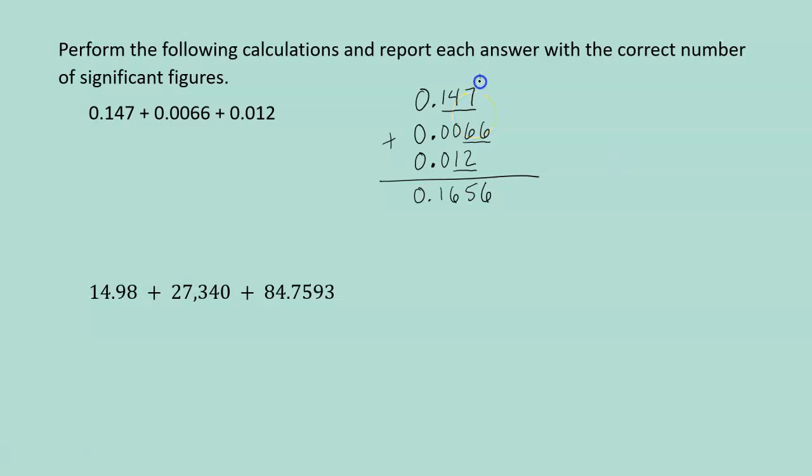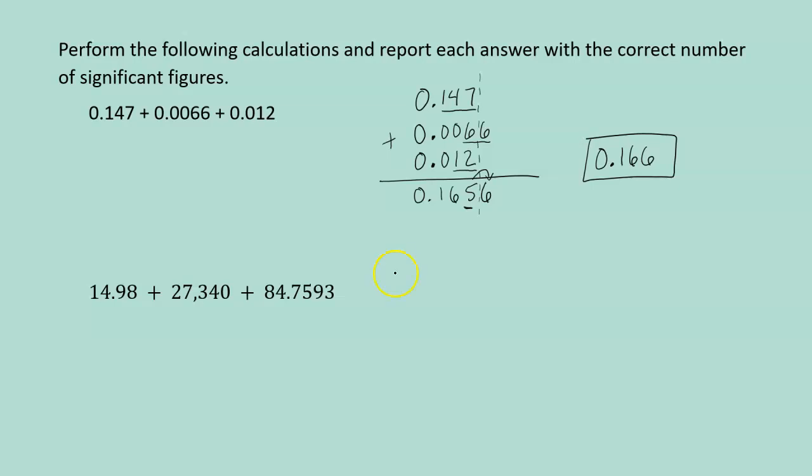Okay, so both that 7 in the first number and the 2 in the second are where the significance stops farthest to the left. And so that's where we have to cut it off. So our last digit of significance is that 5 in our final answer. Look to the 6 and we're going to round it up so that our final answer is 0.166.